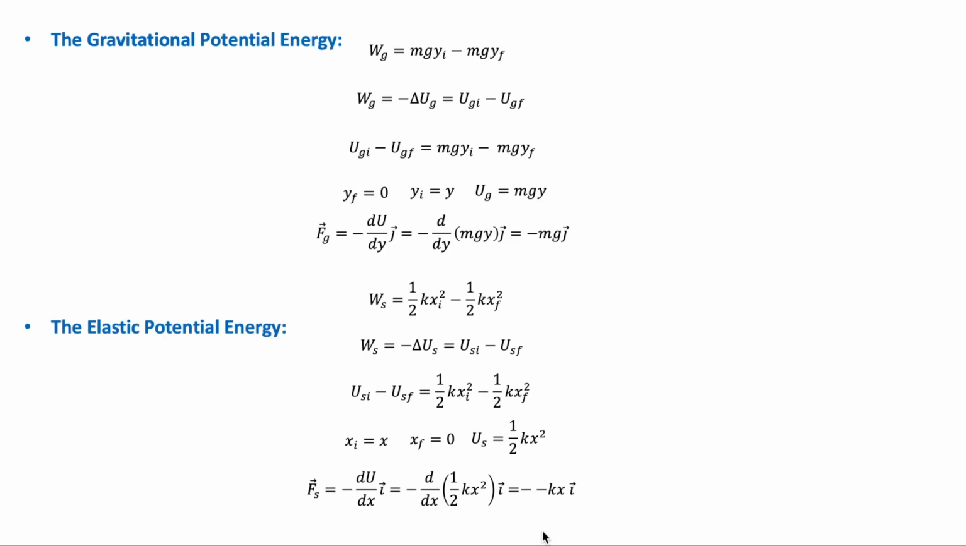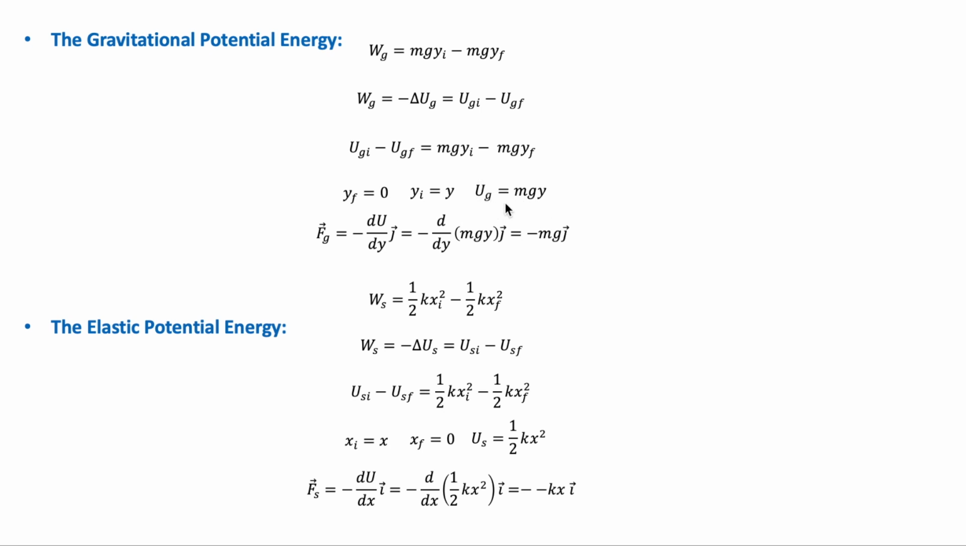So let's consider now the gravitational and elastic potential energies. As we have seen previously, the work done by the gravitational force in displacing a particle near the surface of the Earth from y initial to y final is given by this equation. And we know that because the gravitational force is conservative, then the work done is also equal to the change in the gravitational potential energy. And so we get this equation, and if we consider y final is equal to 0 and y initial is equal to y, then U_g is equal to mgy.